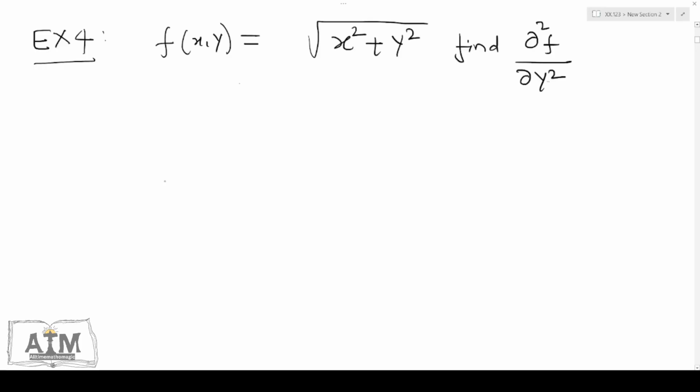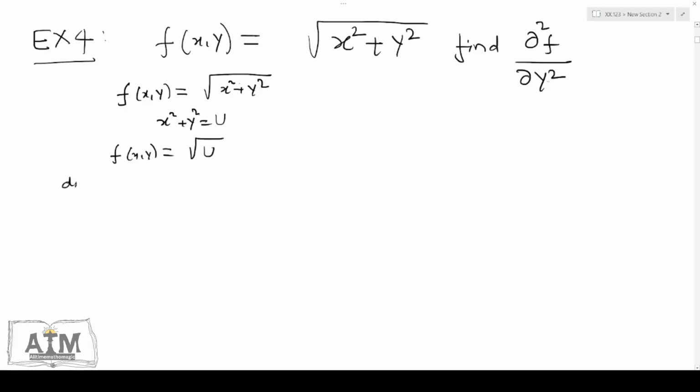Whenever a function is in the composite form, we always need to apply the chain rule. In this example, I am going to apply the chain rule directly. In the earlier example, I had applied the chain rule in 2 steps, but here I am going to apply it directly. From basic information, if f(x,y) equals the square root of x square plus y square, and I call x square plus y square as u, then f(x,y) is nothing but the square root of u.